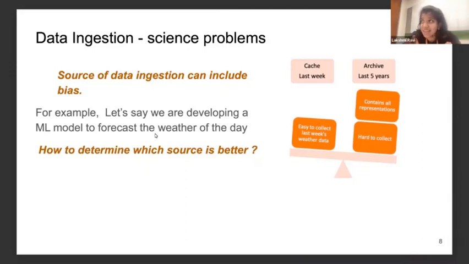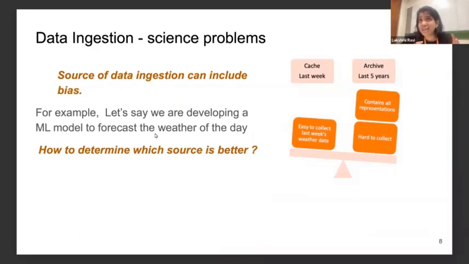Let's say an example: you are developing a model to forecast what the weather of the day will look like. You might have requested, I need 10,000 samples or 100K samples to develop my model. What will happen is a data engineer might collect something that is easier for them to collect, like taking samples only from last week, or only from one place.